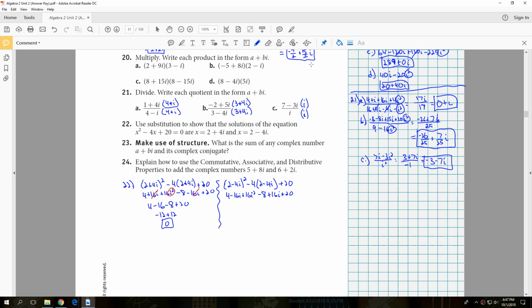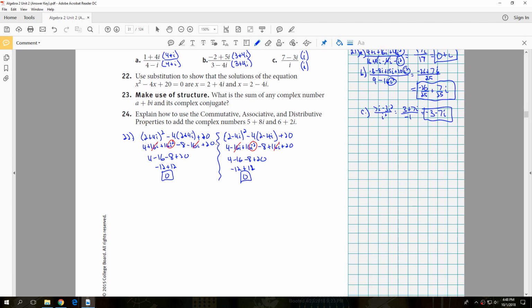All right, same thing here. I've got a minus 16i and a positive 16i, so those are going to cancel, and I've got an i squared, so that will become negative 1. So I am left with 4 minus 16 minus 8 plus 20. 4 minus 16 is negative 12, and negative 8 plus 20 is plus 12, so that becomes 0. Negative 12 plus 12 is 0. And there you go. All right, let's go to the next one here.